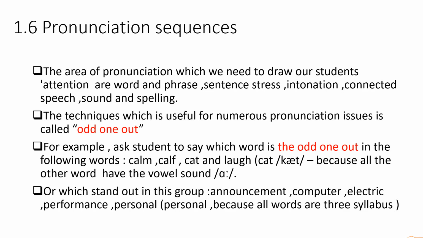Again, the areas of pronunciation which we need to draw our students' attention to are words, phrases, sentence stress, intonation, connected speech, and sound and spelling. The teaching technique we use for numerous pronunciation issues is called odd one out. For example, ask the students to say which word is the odd one out in the following words: come, calf, cat, and last. Because all the other words have the vowel sound R.